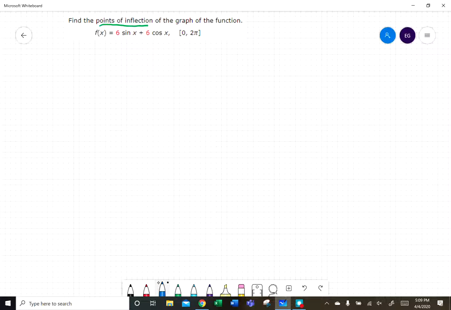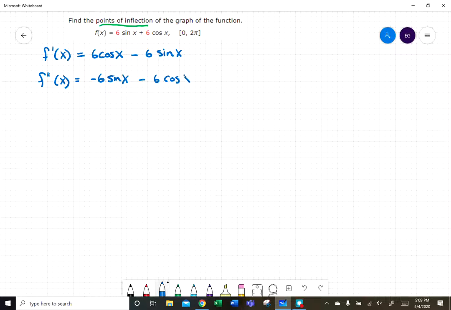We don't need the first derivative. That tells us increasing and decreasing and maximum and minimum points, but we need the second derivative. So let's say, okay, f prime of x is equal to, well, the derivative of sine is cosine, so that's 6 cosine of x, and the derivative of cosine is negative sine, so we'll have a minus 6 sine of x. And now we'll take the second derivative, f double prime of x is equal to, the derivative of cosine is negative sine, so that's a negative 6 sine of x minus a 6 cosine of x.